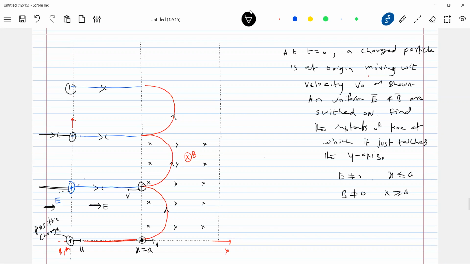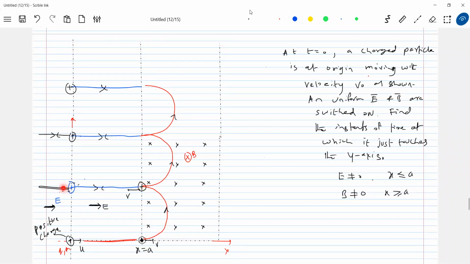So what is the time taken by it? Find the instant of time at which it just touches the y-axis. First, what happened? The t coordinate is here. So it will take some time to enter the magnetic field. Again, in the magnetic field it will take some time. Again, it will trace out here. So add this time and this time.